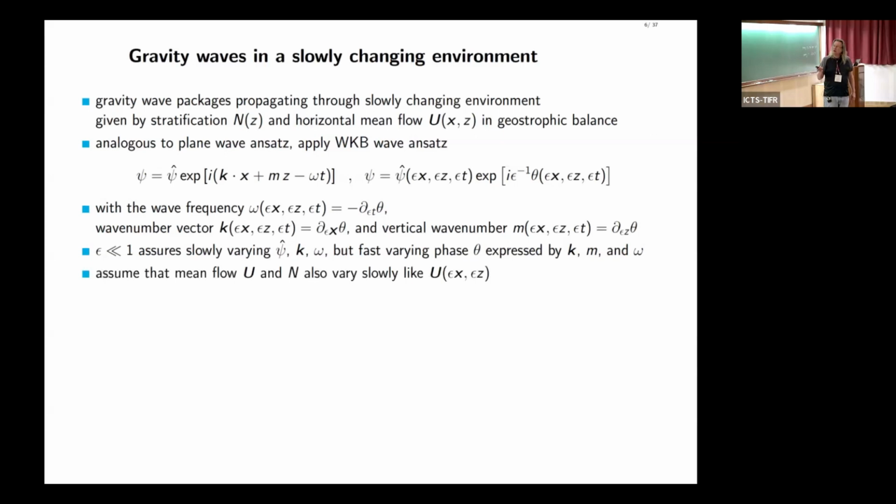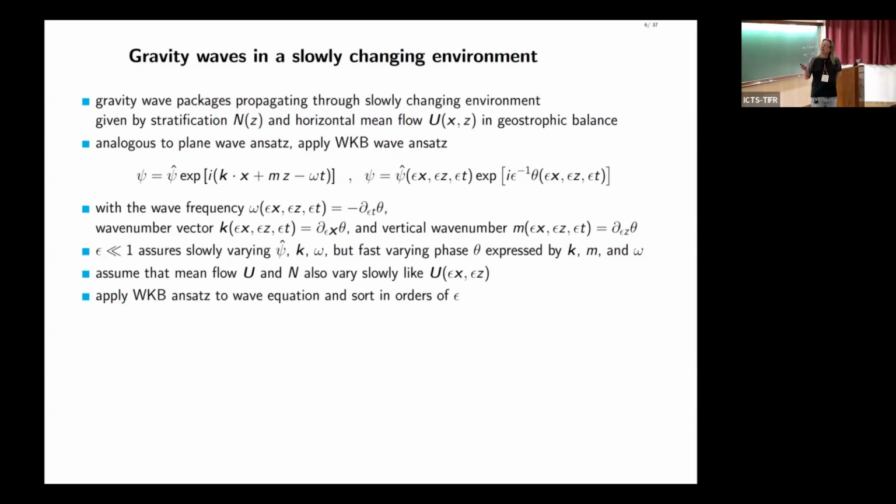And now the assumption is that the same is true, slow variation, for your velocity and the stratification. It also varies like this, right? So that's the assumption. That's the WKB assumption, that everything is slowly changing with a slowly changing environment. And then what you do is you use your ansatz, and usually you have a wave equation for the governing equations. You might have to manipulate them into one equation that you call the wave equation, where you want to do a wave ansatz.